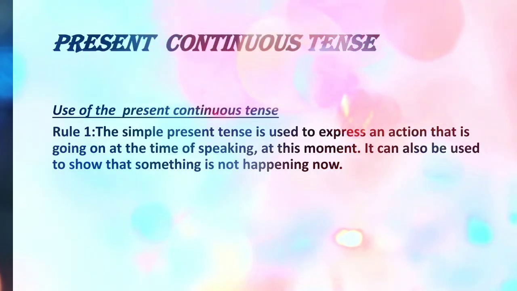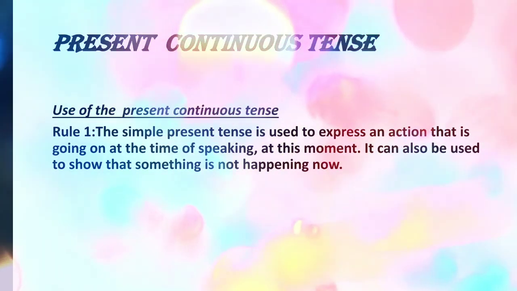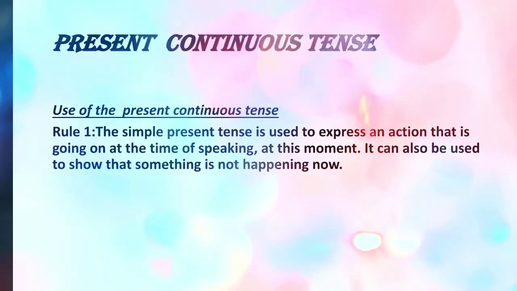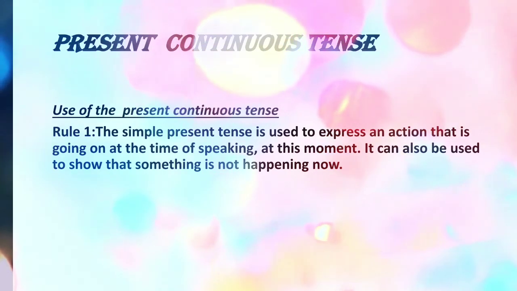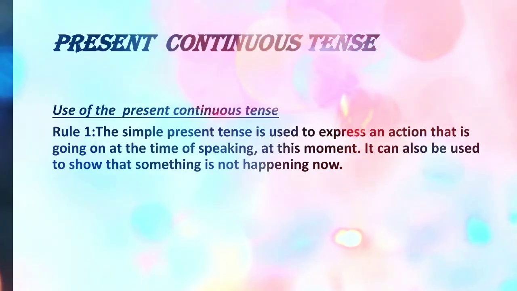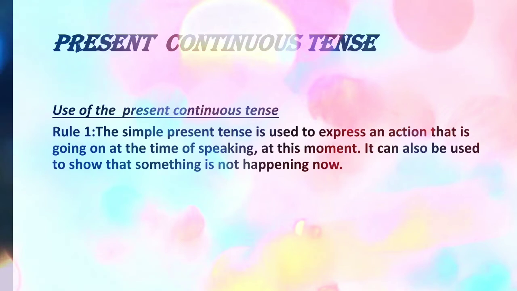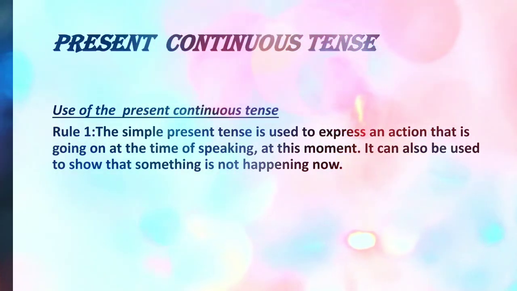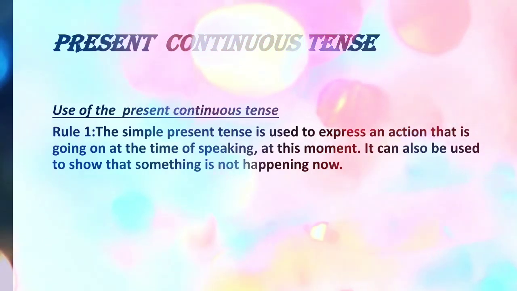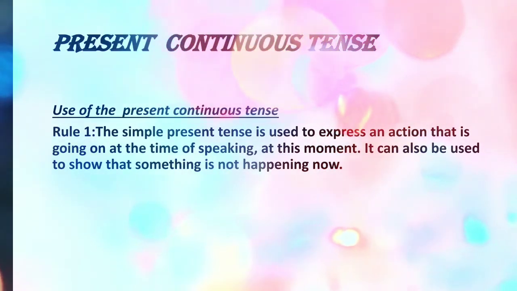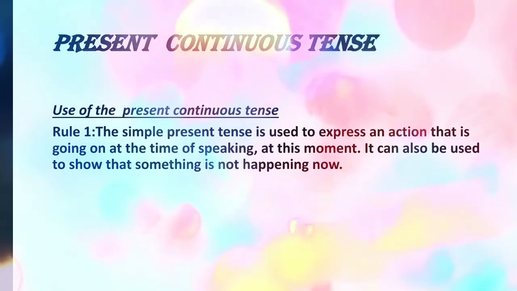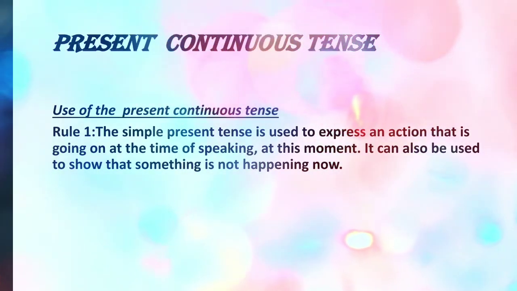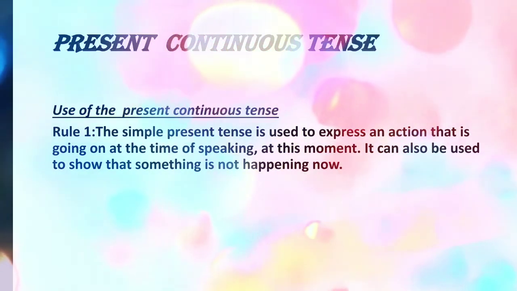It is used to express an action that is going on at the time of speaking, at this moment. It can also be used to show that something is not happening right now. So when something is happening or not happening at the time of speaking by the speaker, that is the present continuous tense. It means any task which is incomplete, which is going on, and you do not know the completion time of this task, then it is used.